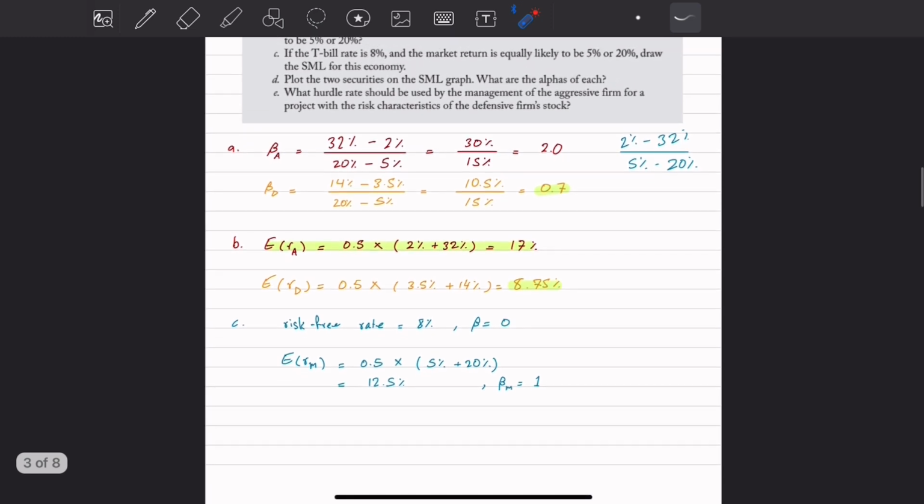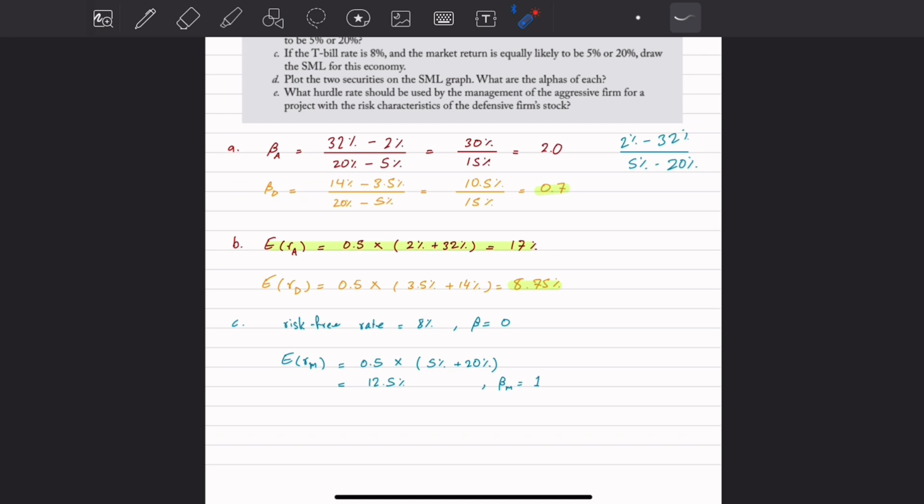Then for part C, the question gave us an extra piece of information, being the risk-free rate as represented by the treasury bill rate of 8%, and told us that the market is also equally likely to generate either 5% or 20%. So from there we calculated the expected return on the market. Okay.